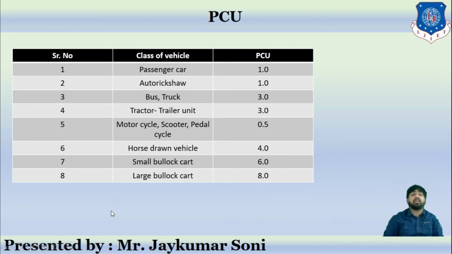Now, these are the various classes of vehicle and their PCU. If it is a passenger car, it will be 1. If it is an auto rickshaw, it will be 1. If it is a bus or truck, it will be 3.